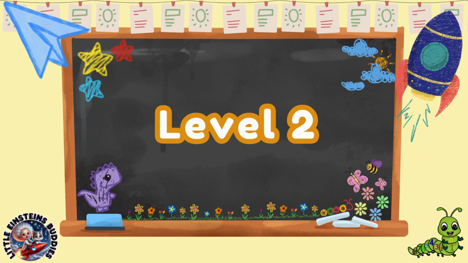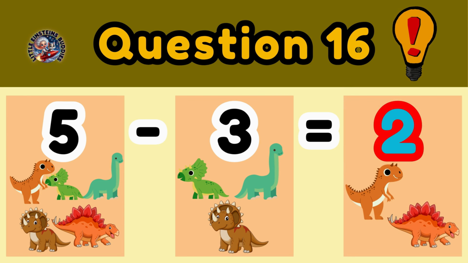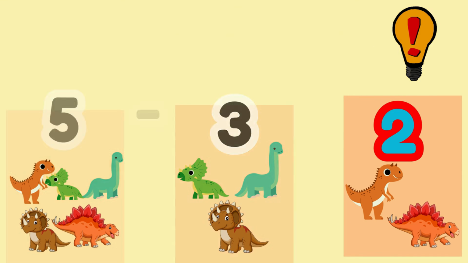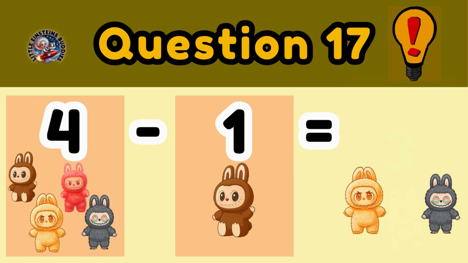Level 2. Question 16. 5 dinosaurs minus 3 dinosaurs is equal to. Two dinosaurs. Question 17. 4 plushes minus 1 plushes is equal to. Three plushes.